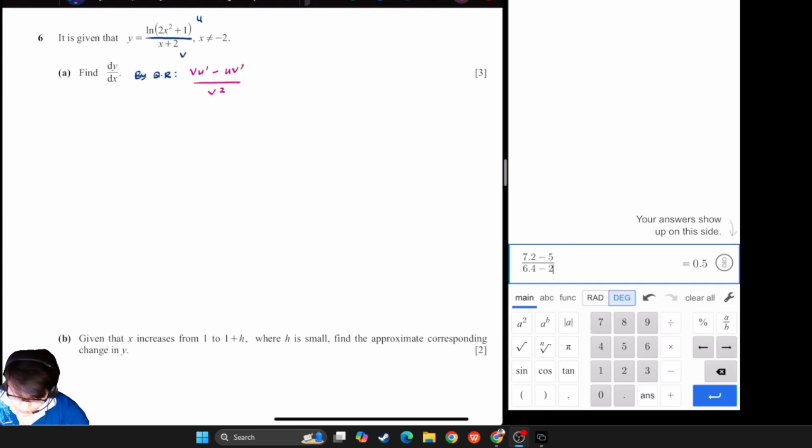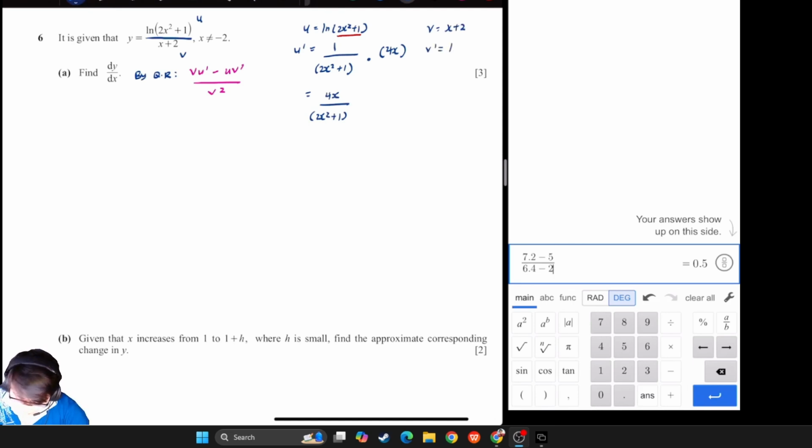That's the given, and we should know that u is equal to ln(2x squared plus 1). So u prime will be 1 over the bracket 2x squared plus 1. But according to the chain rule, you have to again multiply by the derivative of whatever is in the bracket there. So multiply by 4x plus 0, which technically is just 4x. So you have 4x over 2x squared plus 1. Then v is equal to x plus 2, and v prime is equal to 1.